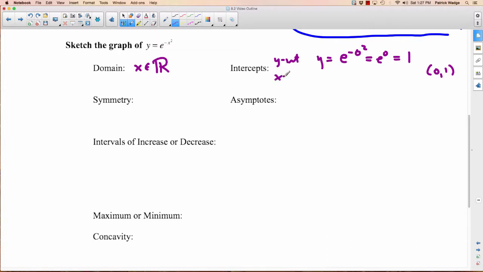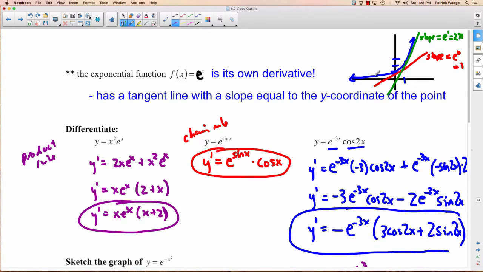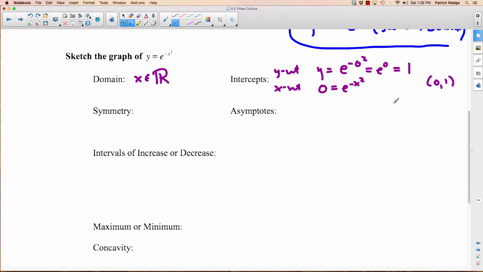And for the x-intercept, you're going to put 0 into the y. So you get 0 equals e to the negative x squared. Is there anything you can raise e to and get a value of 0? No. If you think of the graph right here, this blue graph here never hits the x-axis. Remember, we always had an asymptote at the x-axis. So you're never going to get a y value of 0. It's not possible. So your only intercept is this 0, 1. And I guess we could write none here for the x-intercept.